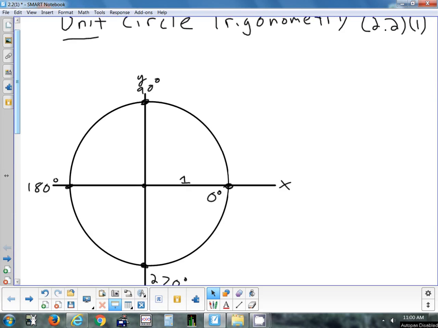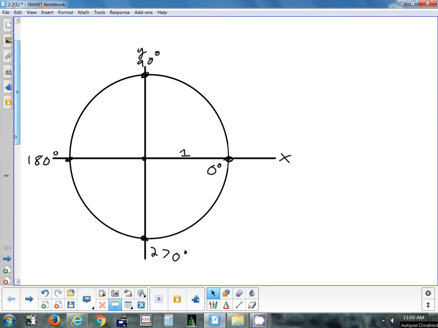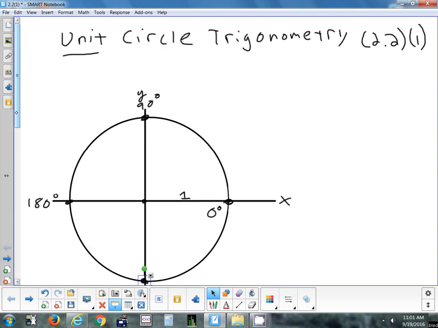As we go around the circle, the positive x-axis direction is 0. Positive y-axis is 90. Once we get halfway around to the negative x-axis, that's 180 degrees. Negative y-axis is 270. And then all the way back around, we're back at 0 or 360. Now this diagram here is specifically a unit circle because I labeled the radius length 1.